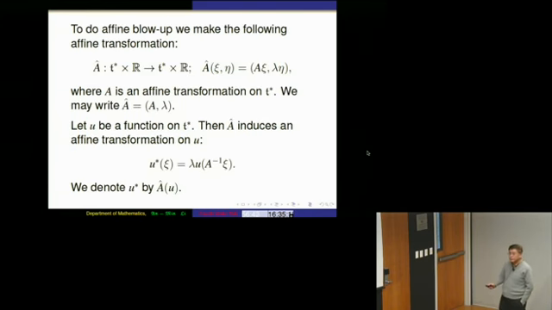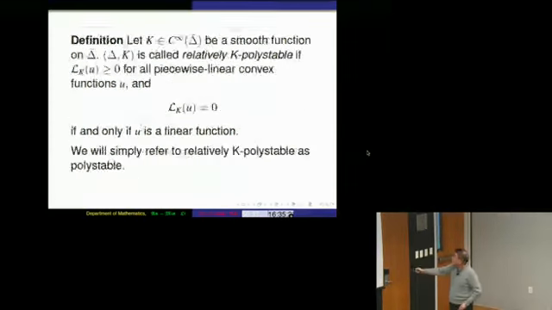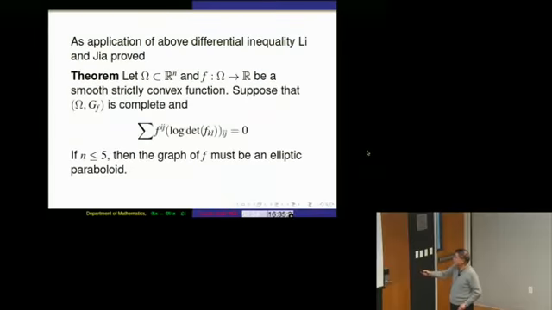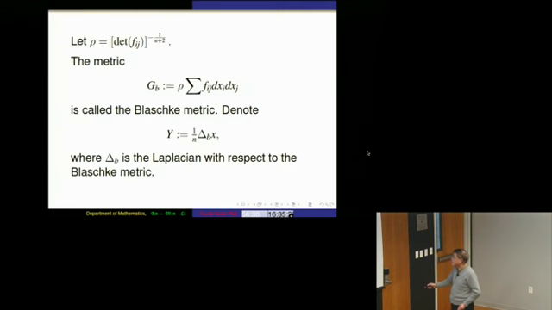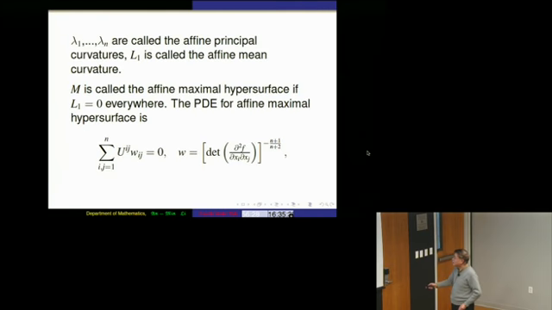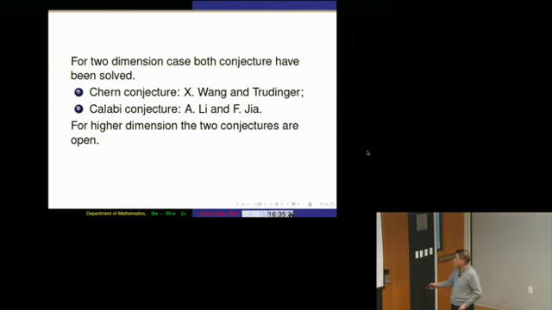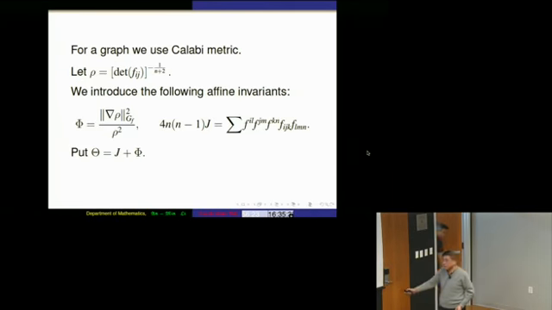What is Theta in the formula before? It is phi plus J. Oh, one moment. Yeah, here is the definition. J is the Ricci invariant, a second-order differential, and phi is this one.